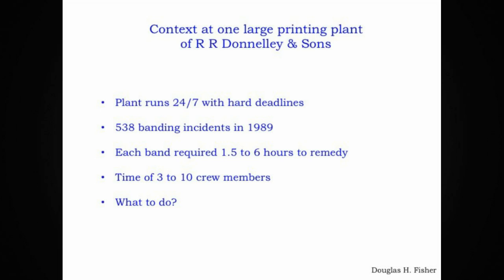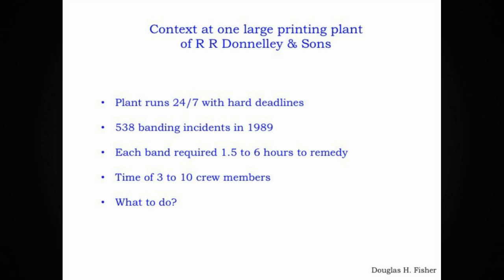So here's some context at one large printing plant of R R Donnelley Sons. These plants run 24/7, and they have hard deadlines. They've got to get product out for the morning newspaper, the magazine inserts, or books being shipped, whatever. But they're going all the time. In 1989, this plant experienced 538 bands. This was too many. This became intolerable because each band requires 1.5 to 6 hours to remedy. In some cases, you can polish the band out if you catch it early enough.